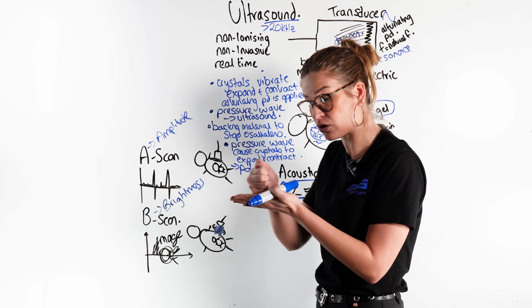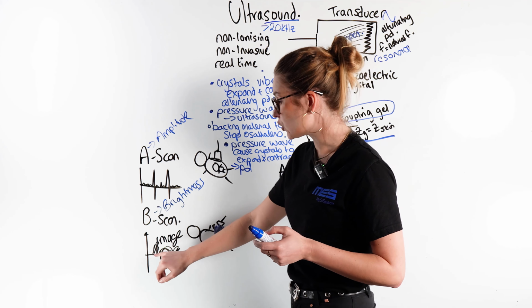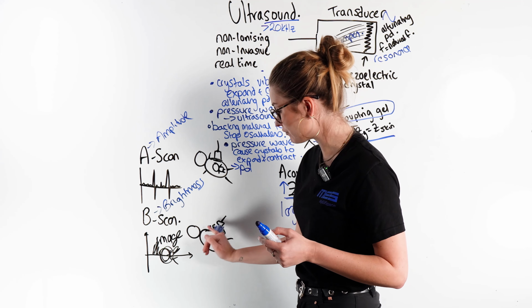Okay, so basically what happens is you have an X and Y axis, and your Y axis is kind of like the location of that transducer.